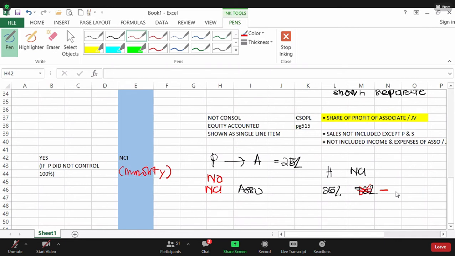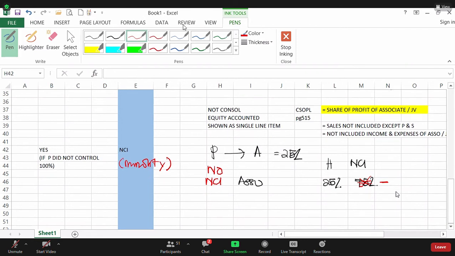So what has no NCI? I won't bother about the remaining 75%; another company will do it. My concern is on the equity interest of 25%. So be careful: if you prepare associates, no NCI. Similar to a JV, you don't have any NCI because there is no control. Why don't you have an NCI? Because no control. JV too.